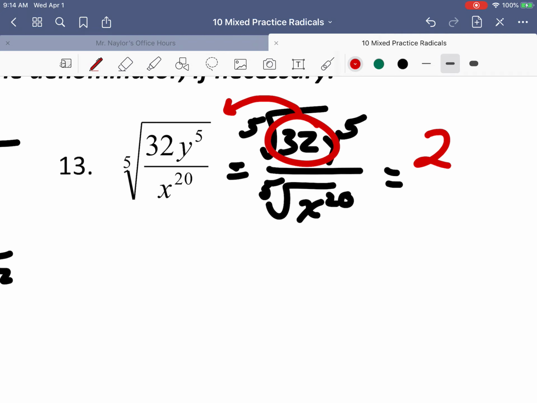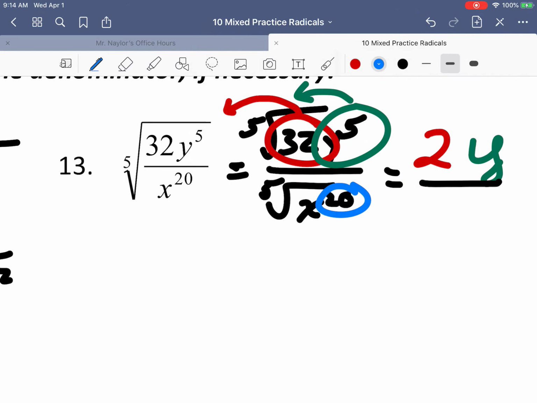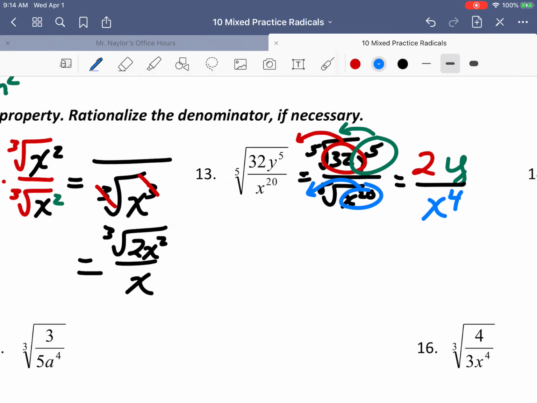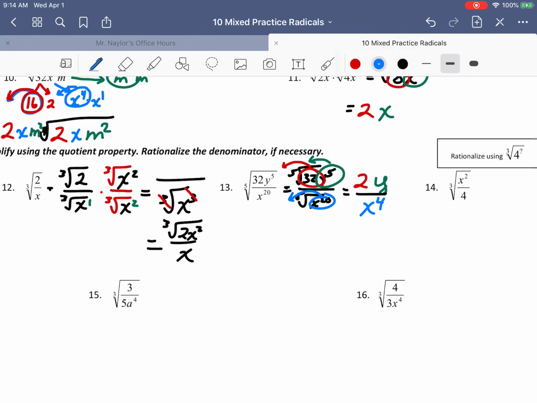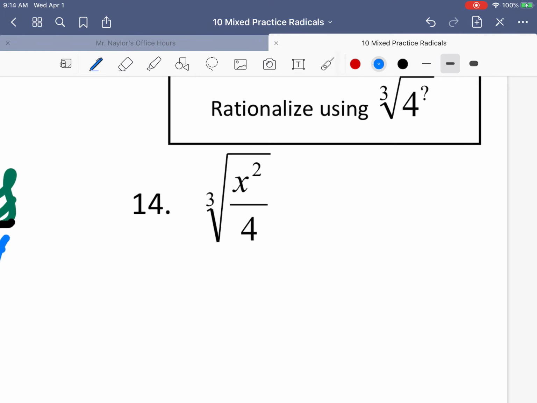Now, we're also able to take out this y to the fifth because you can divide it by 5, and that, of course, just becomes y to the first power, if you'd like to write it to the first power. And how about this x^20? All of that is able to come out because you divide it by 5, and you end up with x to the fourth. So nothing needs to be rationalized. I don't have to multiply the top and bottom, which is nice. We just end up being able to cancel everything.